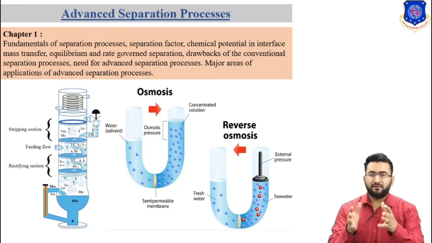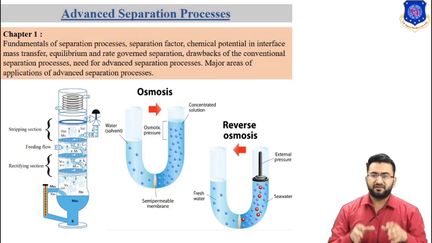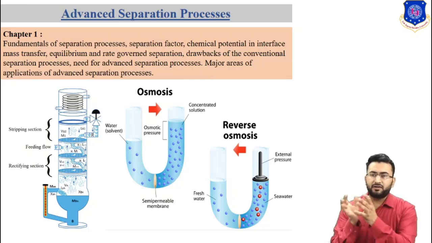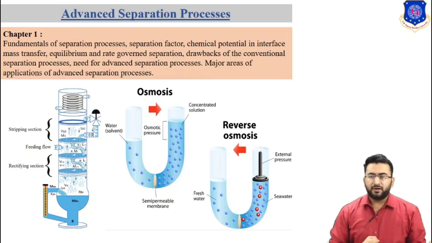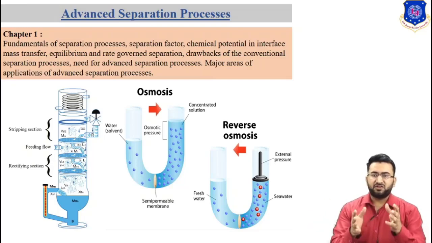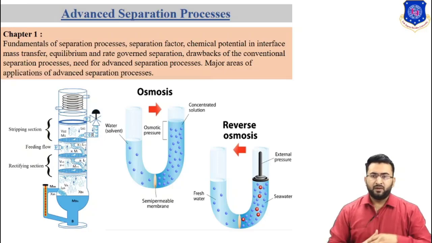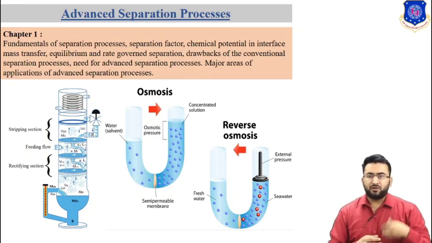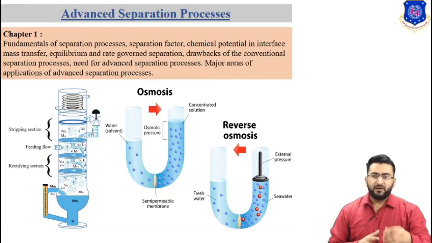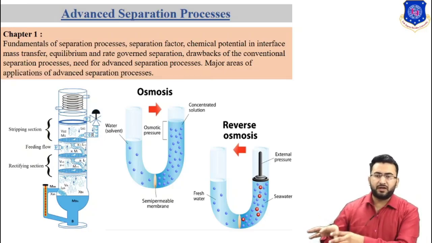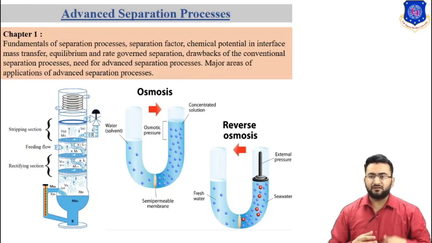There are various disadvantages of conventional separation processes. That's why there is a need to develop other separation techniques which overcome those problems, and that type of technique is known as advanced separation process. For example, in liquid extraction, we have to add a third component and further do distillation, so the cost of that process will increase. If we use a membrane separation process instead of liquid extraction, we can overcome the various cost problems related to the liquid extraction process. That's why there is a need to develop advanced separation processes.